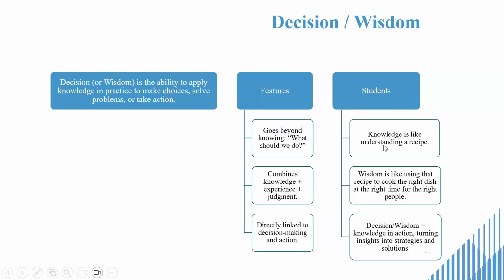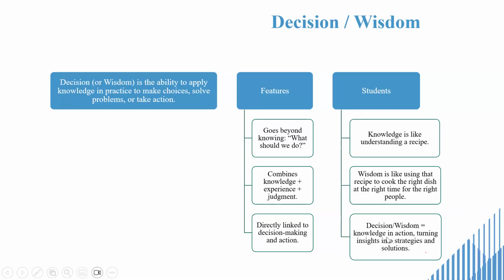So knowledge is like understanding a recipe. Wisdom is like using that recipe to cook the right dish at the right time for the right people. This is a very good, short example. If you are going to make kabuli palau, wisdom is that you have meats, onions, everything, and it's your decision that you will say, okay, I'm going to make kabuli palau with this amount of meat for 20 people or 10 people. So this is your time to take action. Making a kabuli palau is the action that you are going to do.